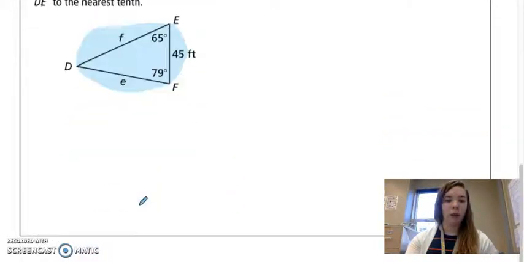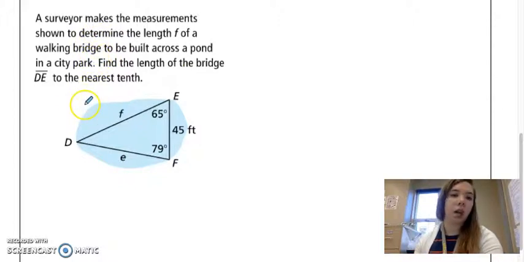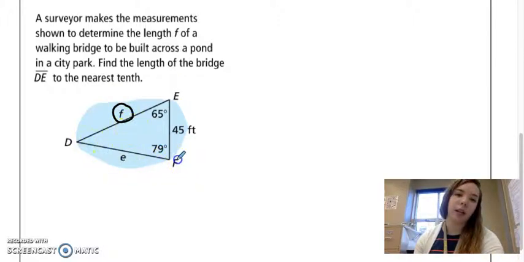All right, last one, I believe. A surveyor makes the measurement shown to determine the length F of a walking bridge to be built across a pond in a city park. Find the length of the bridge DE to the nearest tenth. So we're trying to find F here. Again, we don't have to solve the whole triangle, it just asks us to find this side. So you could even rename these to ABC if you want.